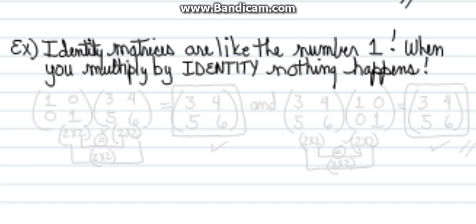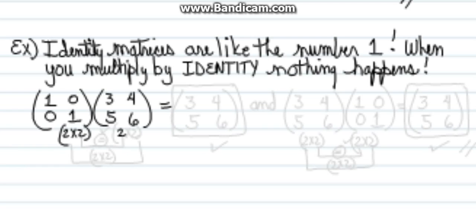First, we're going to multiply on the left by the identity. Then we're going to multiply on the right by the identity. First, we're going to multiply the 2 by 2 identity, 1 0 0 1, times the matrix 3, 4 on top, 5, 6 below. Now, first of all, we'll check to see if we can do this multiplication. Check the inner entries. This is a 2 by 2, and this is a 2 by 2. The inner entries are both 2. They match. Yes, we can do the multiplication.